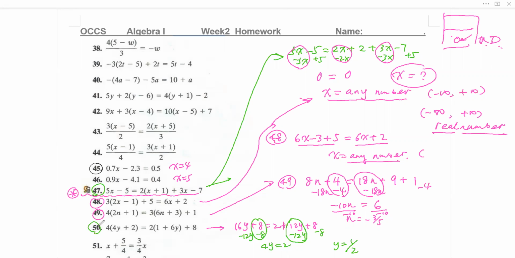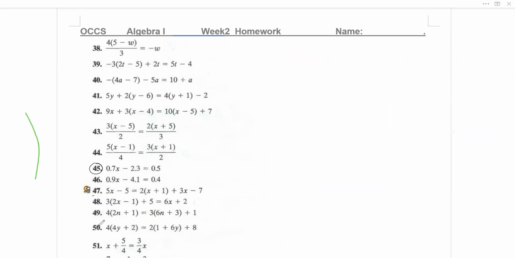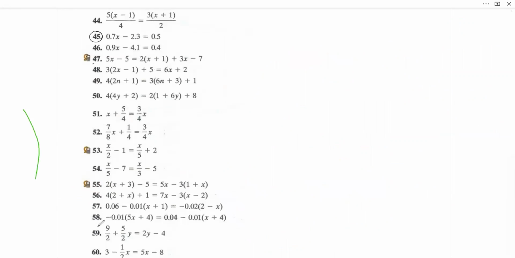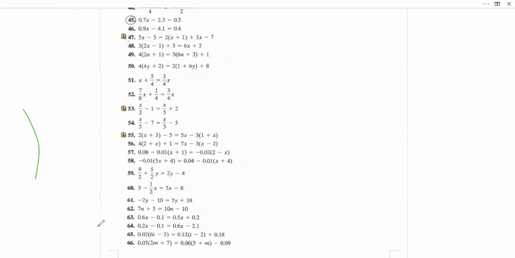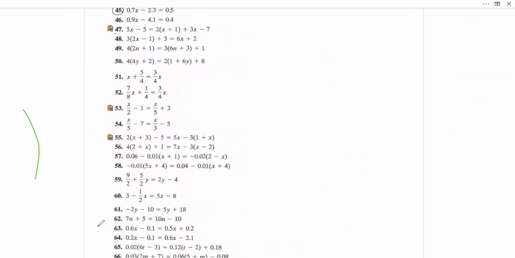Let me clean the screen again. Let's see 50. Oh no, we still have a lot left. I need to talk a little bit quicker, right? Some of them are the same. Most of them are the same. Let's see 50. Distributing inside first, so it's 16y plus 8, right? 2 plus 12y plus 8. So y equals half. Right now we're just talking about this one.